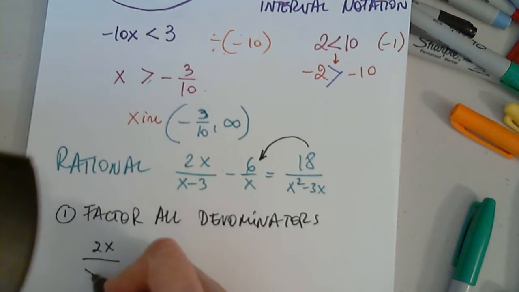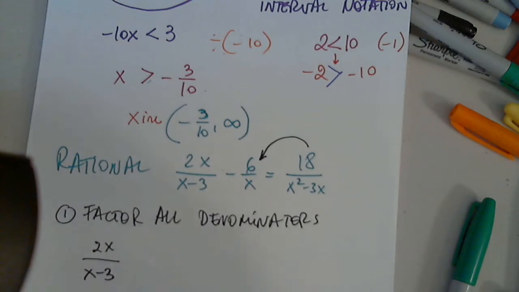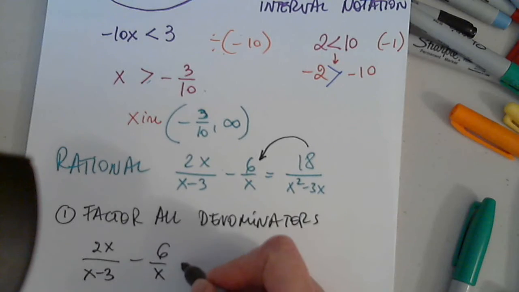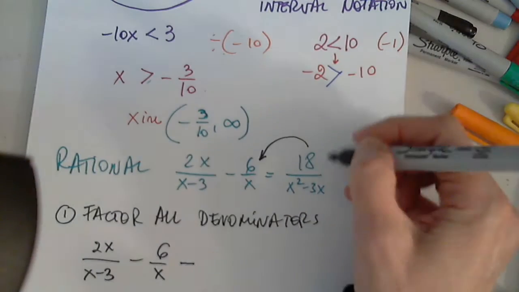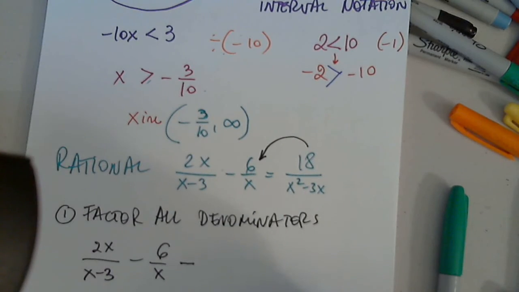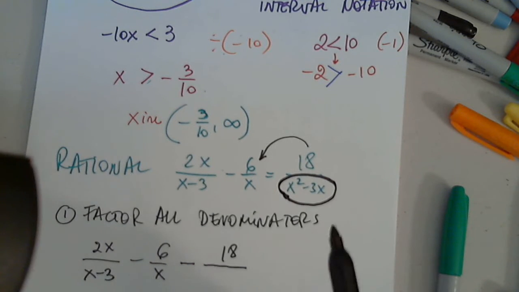So 2x over x minus 3. X minus 3 is already factored. There is nothing I can do to it. Of course, the same thing with x. Minus 6 over x. Minus, when we move a term from one side to the other, it only changes its sign. 18 divided by, and now I need the factored form of this. And now you tell me what is left on the other side.